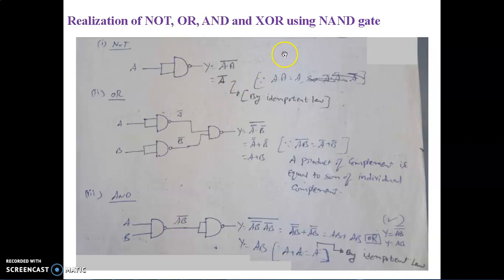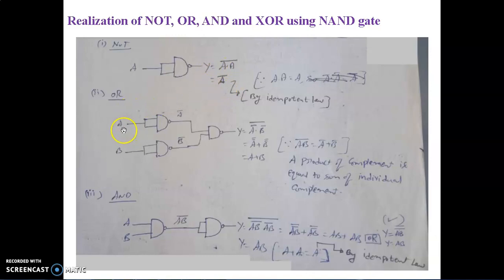Next, we have to show how the NAND gate can be implemented as NOT, OR, AND, XOR functions. The first one is the NOT function. The same input is given to both inputs of the NAND gate. The output is (A dot A) whole bar. A dot A is equal to A. This is by the idempotent law. It is nothing but the NOT function.